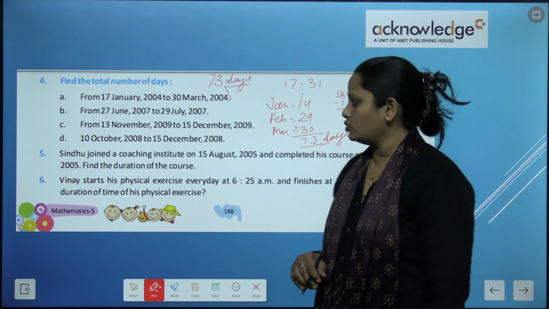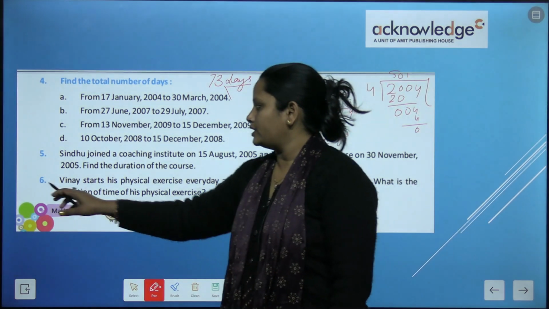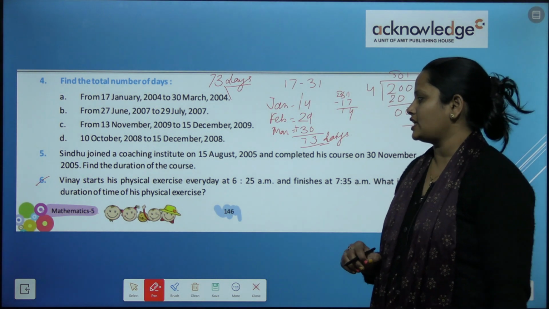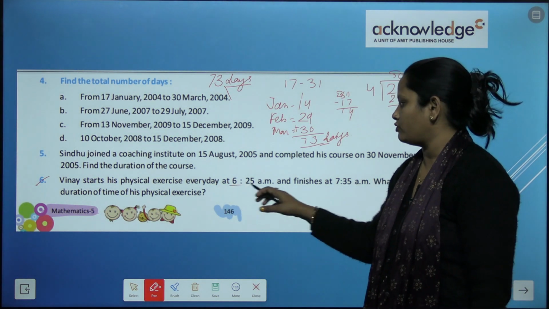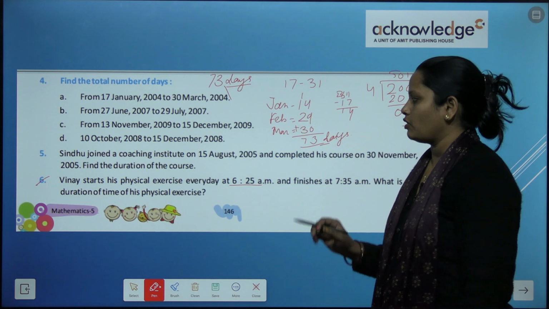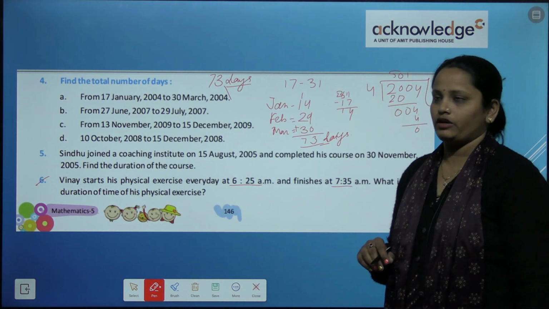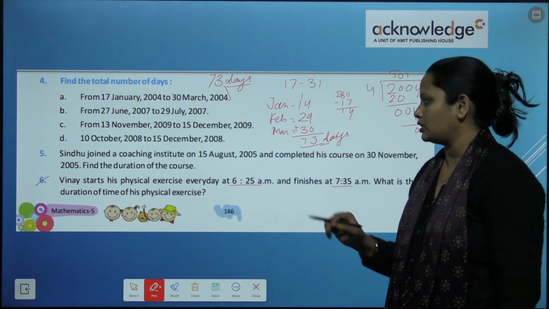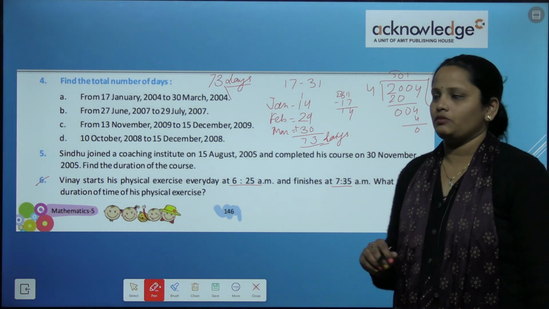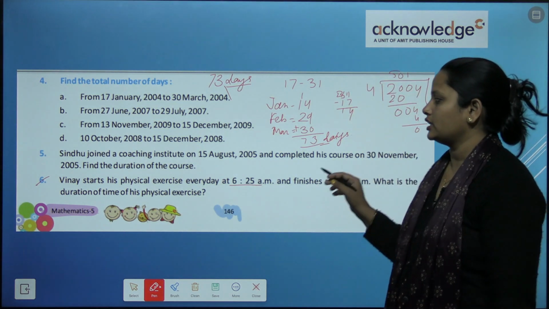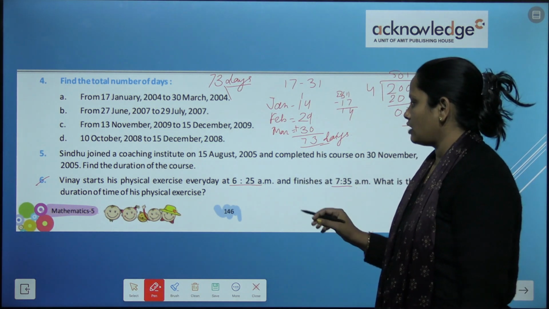Now let's do another question here. Let's do question number 6. Vinay starts his physical exercise every day at 6:25 am. So he starts his exercise at 6:25 and finishes it at 7:35 am. He finishes at 7:35. What is the duration of time of his physical exercise? How much time did he take to complete his exercise? So this you have to calculate.